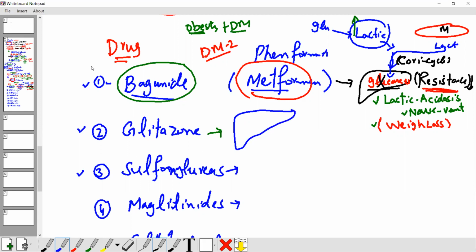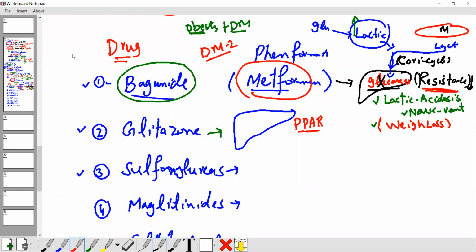This drug, glitazone, also works inside the liver. How do they work? They have a special receptor, the PPAR receptor. If you memorize the lipid drugs, the fibrates, gemfibrozil and fenofibrate, fibrates were used for triacylglycerol in hyperlipidemia patients. That group is for lipids.